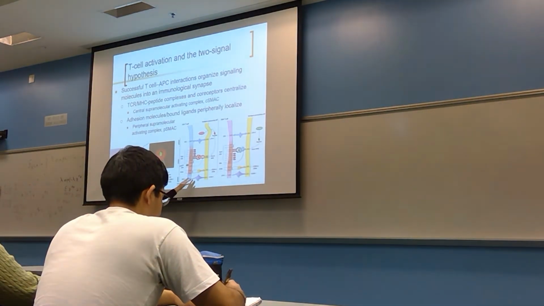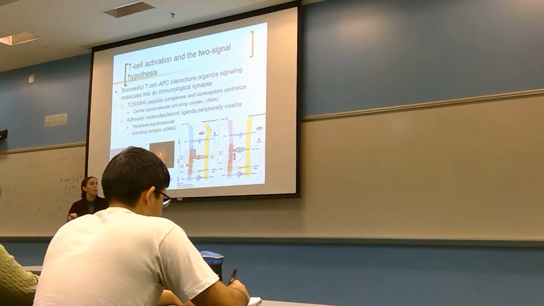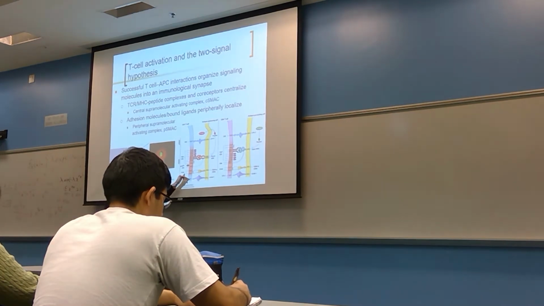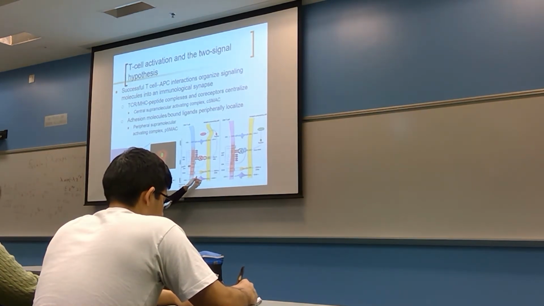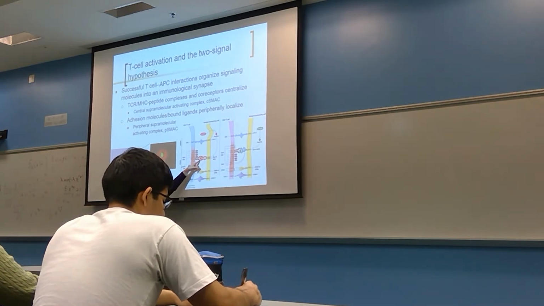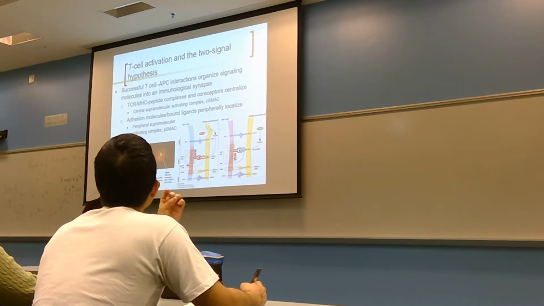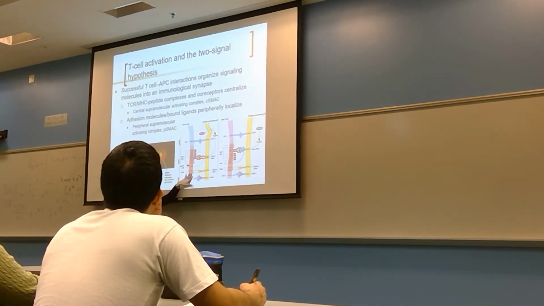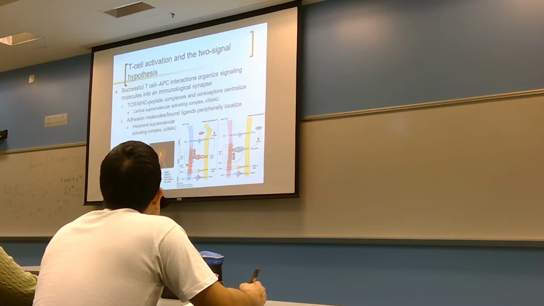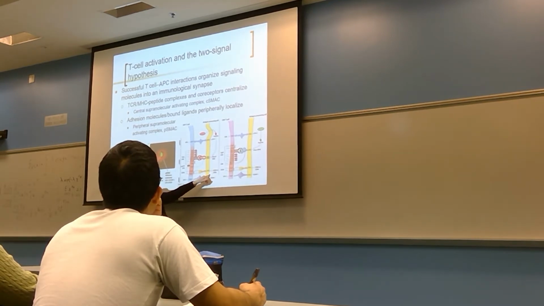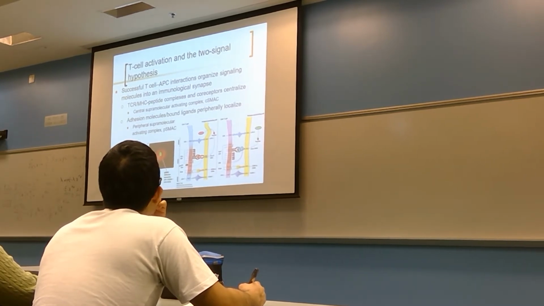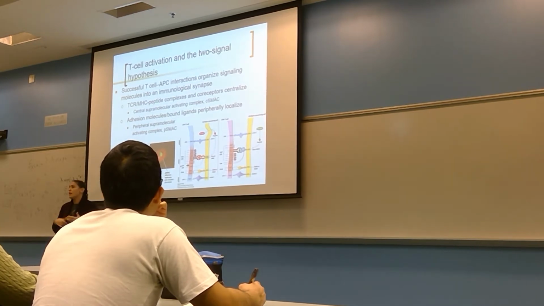Second thing that happens is we will put up co-receptors. So we'll stick up CD28 on the T cell on the surface. Prior to the interaction of MHC with TCR, we do not have CD28 on the cell surface. So this interaction causes CD28 to pop up. That will interact with B7. B7 is also known as CD80, CD86. They're all the same thing.